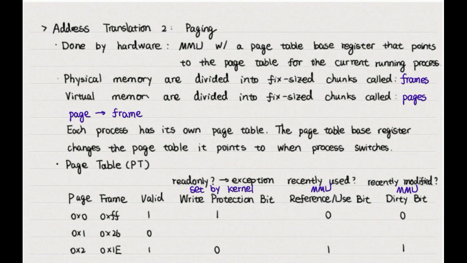In this example, page 0x0 is mapped to 0xFF. It is read-only, not recently used, and not recently modified. Since the second entry is not valid, its write protection bit, reference bit, and dirty bit are not set. And in the last entry, page 0x2 is mapped to frame 0x1e. It is writable, recently used, and recently modified.